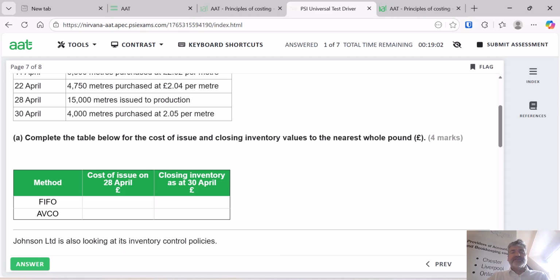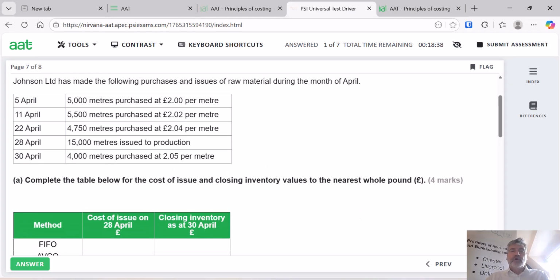So what we're required to do is to value the issues on the 28th of April and value the closing inventory at the end of April using FIFO, first in, first out, and AVCO, which is the weighted average inventory valuation method. So let's start off by valuing using FIFO.